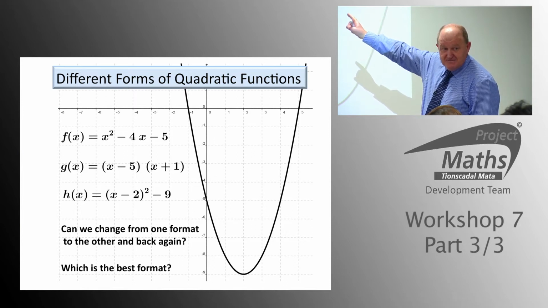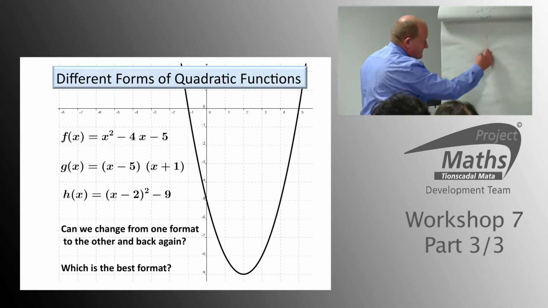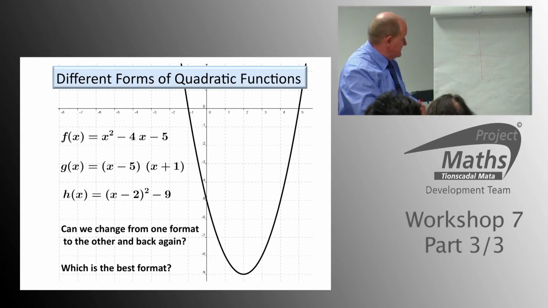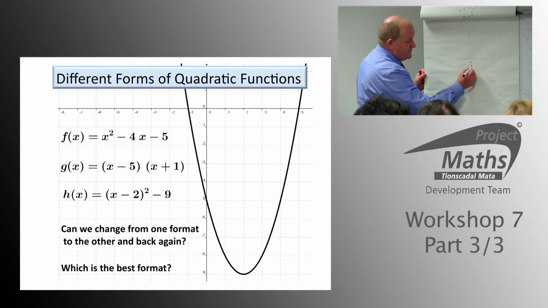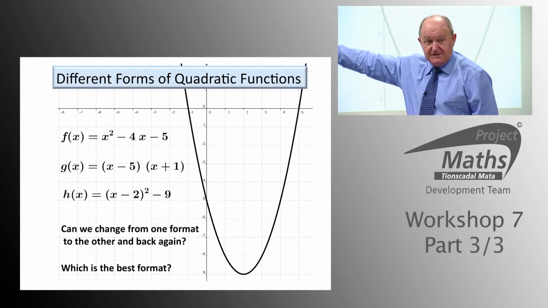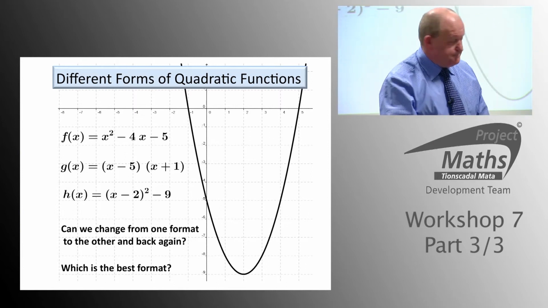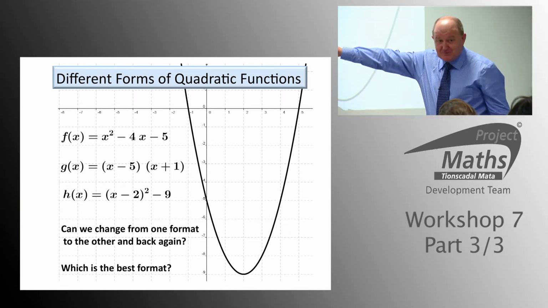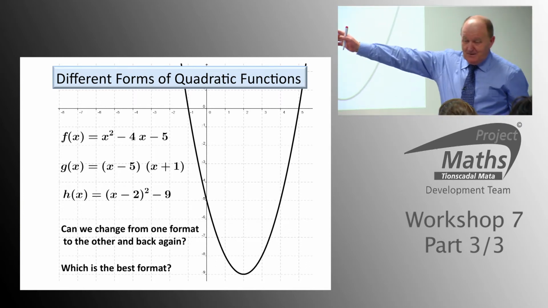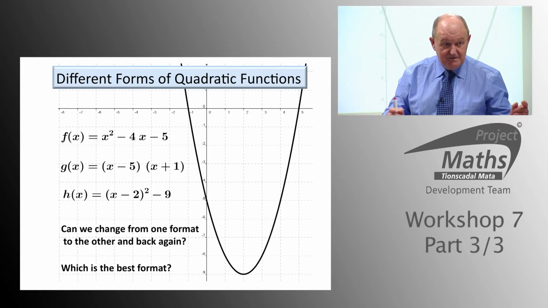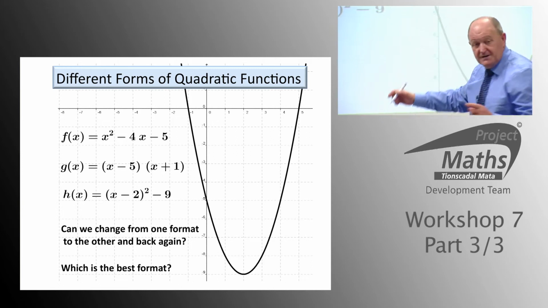C is minus 5. In other words, it cuts the y-axis at minus 5. We can tell straight away from the first form that the intercept is -5. Hey, I have a point on it already. The second one is brilliant as well, because it's a factored form. We can get the roots, 5 and -1. Is that okay?